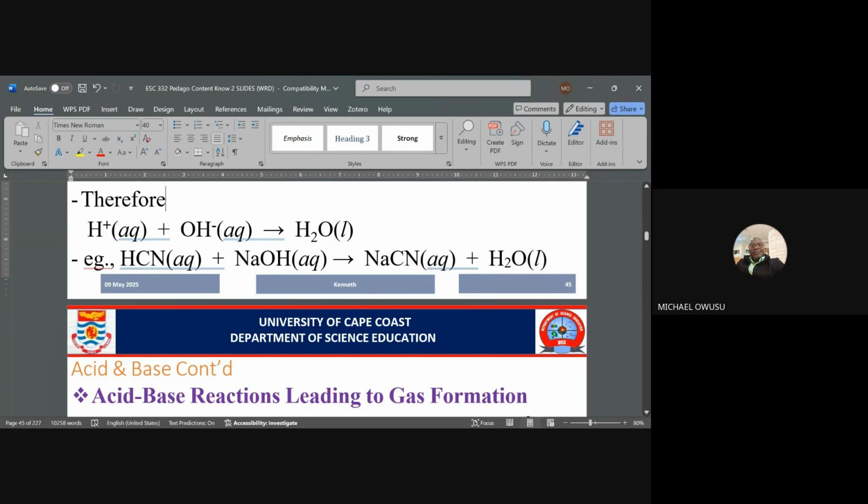So we're using the H plus and then the OH to tell you that you're going to have the water being formed. And then the anion and the cation to also give you the salt.